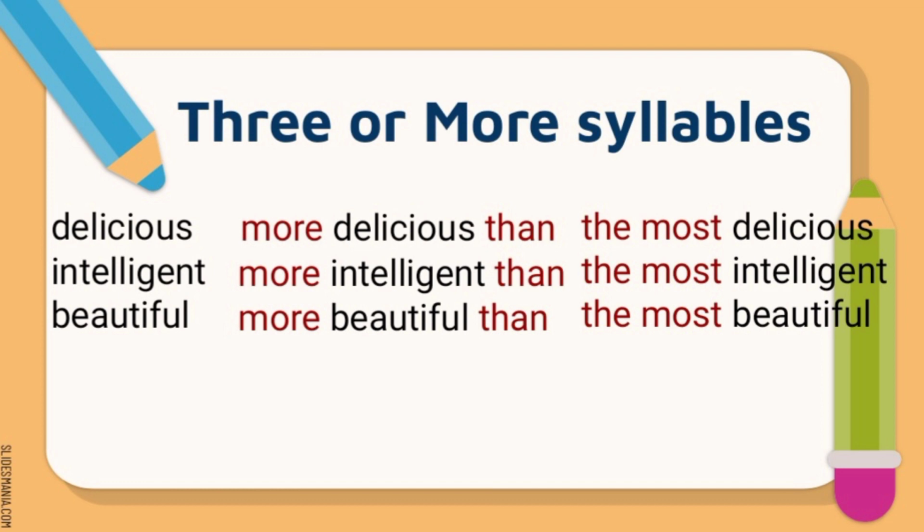And now we are going to look at three or more syllables. For words which have three or more syllables, we use more and the most. For example, delicious, more delicious than, the most delicious. Next, intelligent, more intelligent than, the most intelligent. Beautiful, more beautiful than, the most beautiful. Got it?